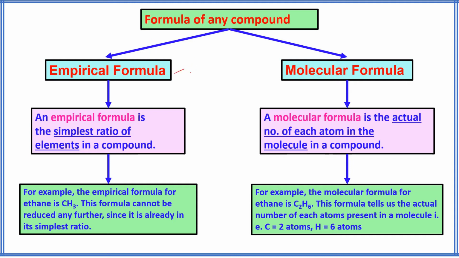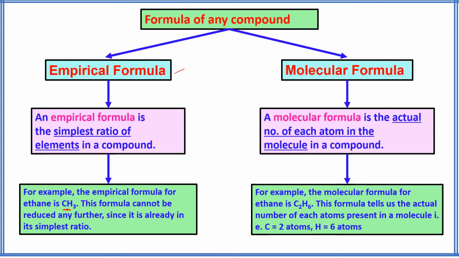Empirical formula means the simplest ratio of elements present in a compound. What is the meaning of this simplest ratio? For example, we'll take CH3. Can you reduce this CH3 further? No, you can't. You can't take half carbon, you can't take half hydrogen. This is the simplest ratio. It's already the simplest ratio, right?